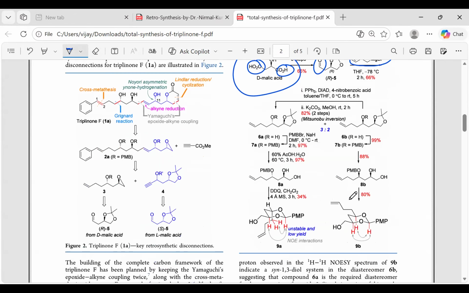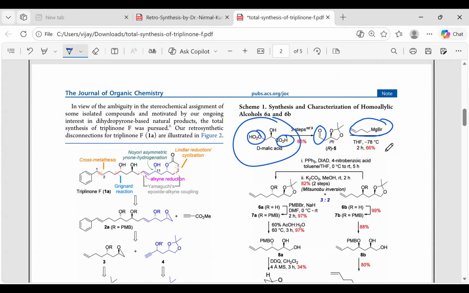So what they get? This entire group they got from this compound. So Grignard, and the second step was PPh3, DIAD and 4-nitrobenzoic acid. That's the Mitsunobu reaction. So in the Mitsunobu, what they did, the nucleophile here is the solvent is methanol.